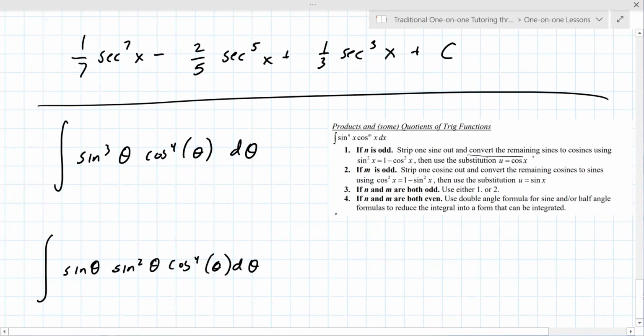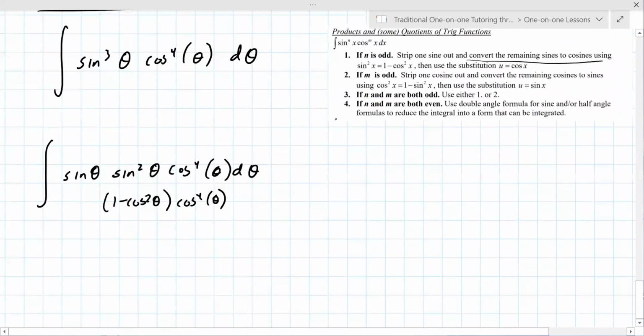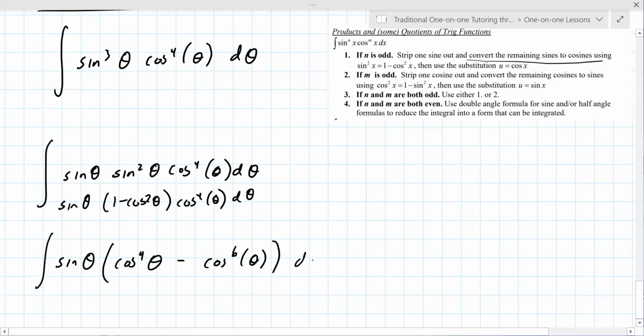Then it says convert the remaining sines. So this sine squared becomes 1 minus cosine squared theta, times cosine to the 4th theta. So it's the integral of sine theta, times the quantity, d theta. And then you have a choice here, like you probably are going to multiply this out. I can tell you that that's fine. Minus cosine to the 6th theta, d theta. And then it tells you your u is cosine theta.